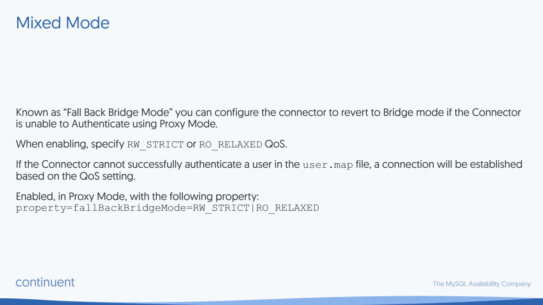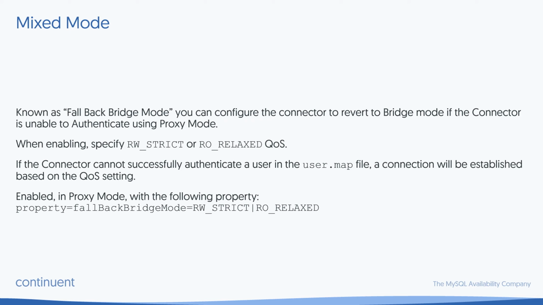We can also configure the connectors in what we call mixed mode or fallback Bridge Mode. This combines Bridge Mode and Proxy Mode together, ensuring that you will always have some way of your clients connecting to the database. With this disabled, if you have configured your connectors to run in Proxy Mode and then you create a new database user but forget to define it in the user map, the connectors will fail, your applications will get an authentication failure and you won't be able to connect to the database.